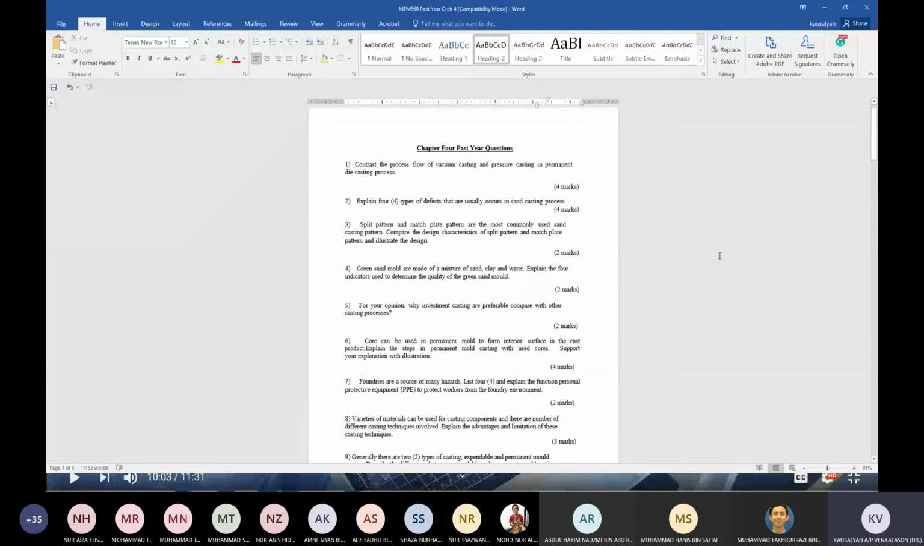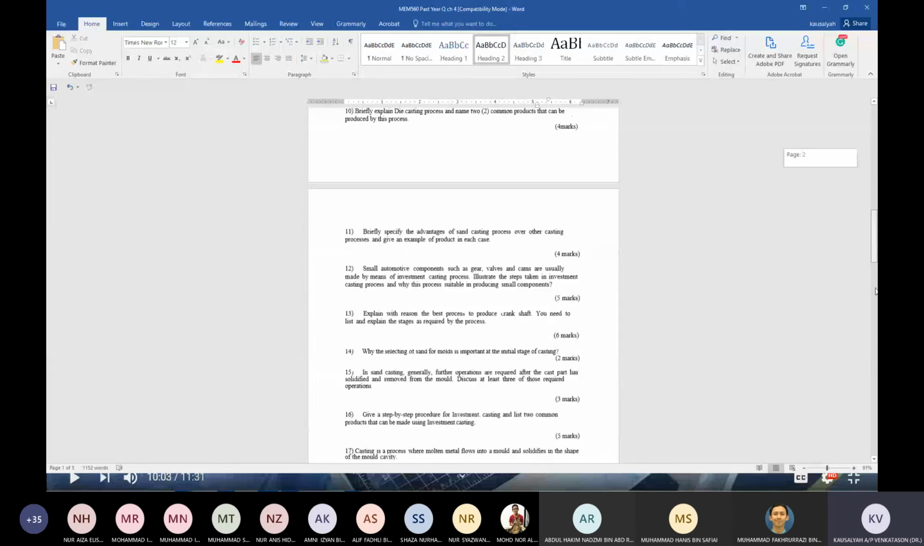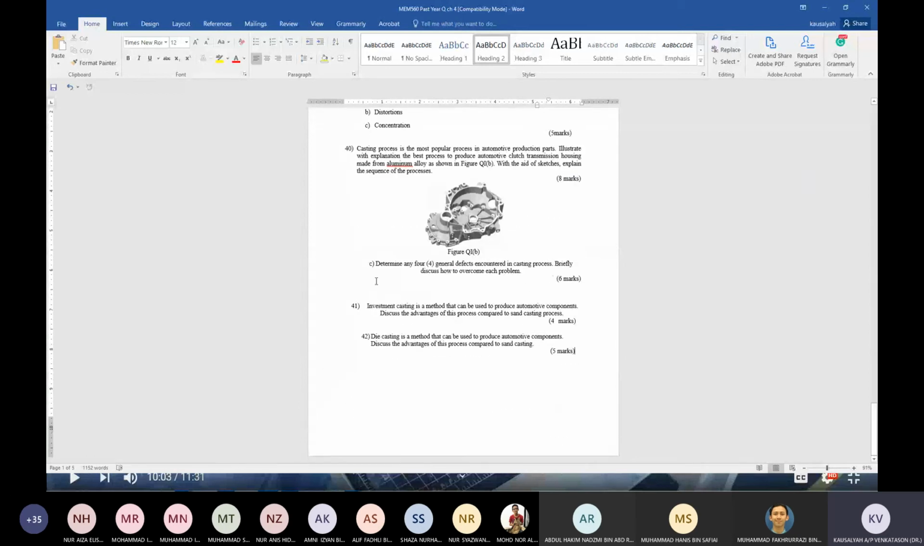So what you can do now, you can see these are some of the questions. I'm going to go from the bottom because this is taken from the latest. Die casting is a method that can be used to produce automotive components. Discuss the advantages of this process compared to sand casting. This you will learn in permanent mold, so next week. Investment casting is a method that can be used to produce automotive components. This is direct: the advantages and the disadvantages compared to sand casting.